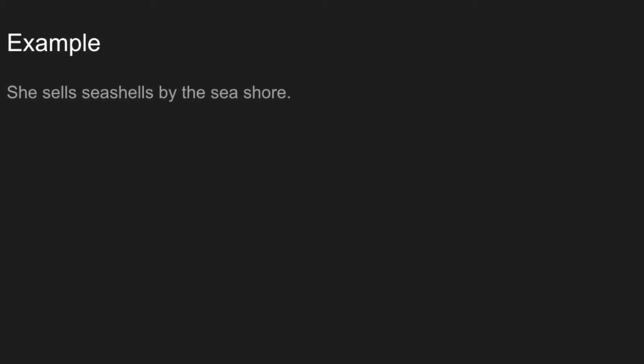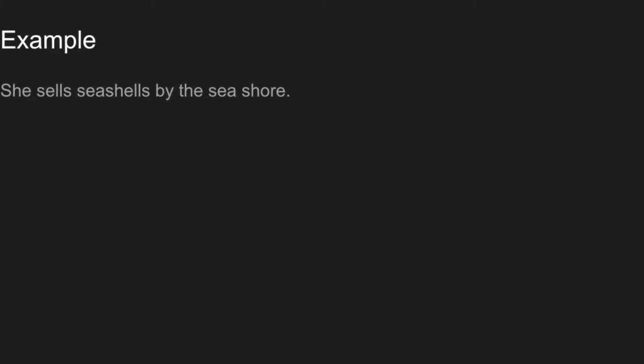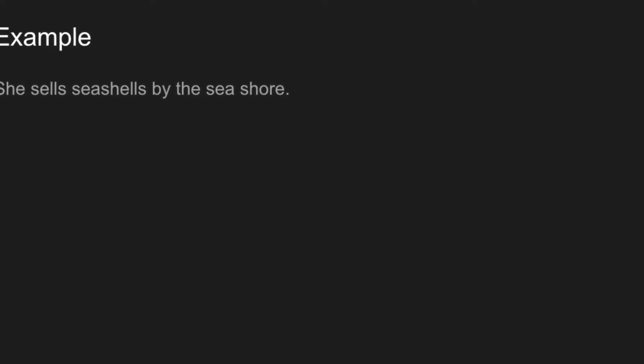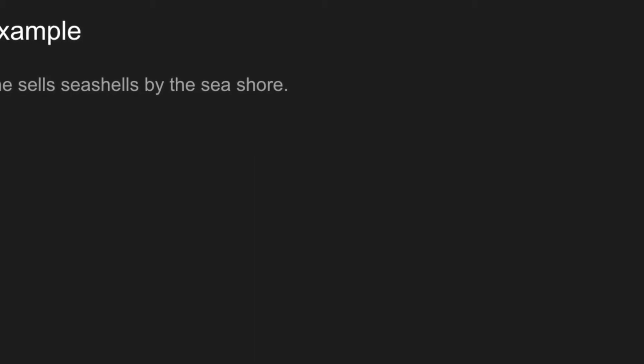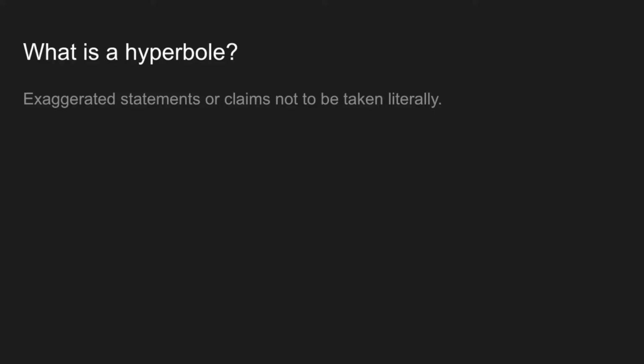So, let's look at an example. Our example of alliteration is: she sells seashells by the seashore. That is our example. So notice they all start with S, and they all have the same sound at the beginning. She sells seashells by the seashore. That is our alliteration.